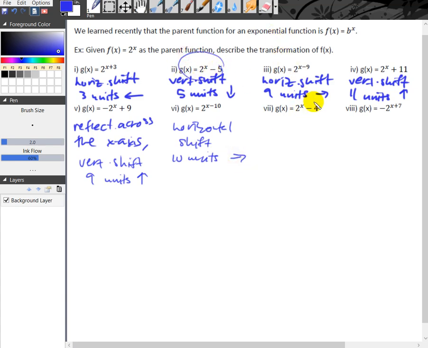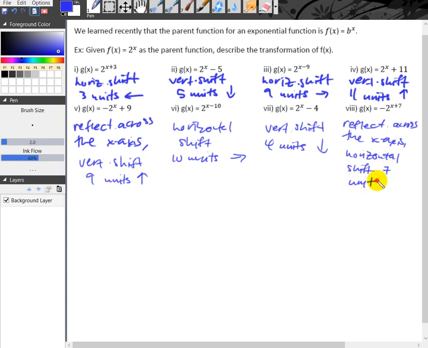This one looks like this one here. So this is going to be a vertical shift, 4 units down. And then this, as you can see here, there's a negative sign in front, so this is a reflection across the x-axis. And then the plus 7 here says that this is going to be a horizontal shift.